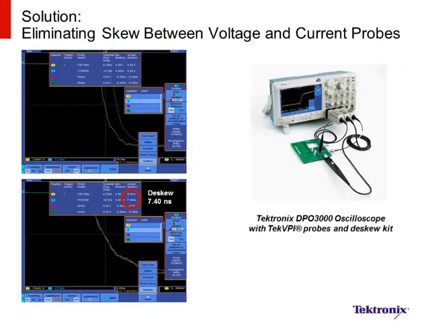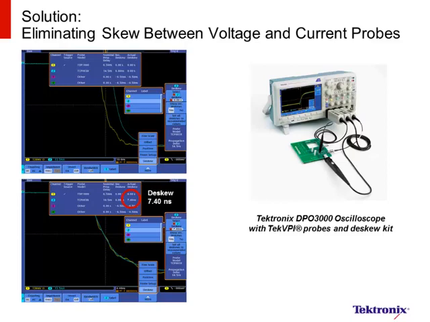So, how do you de-skew your probes? First, you're going to need a de-skew fixture and a signal generator. Some scopes have the signal generator built in. Hooking your voltage probe and current probe up to the fixture, you'll be able to see the waveforms on the screen as shown in the top picture.